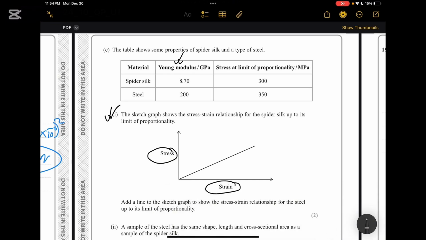And they have given us the Young modulus. So we know that Young modulus is equal to stress divided by strain. If you divide stress by strain, we will get the Young modulus. So Young modulus is the gradient of this stress strain graph. So this is the gradient.